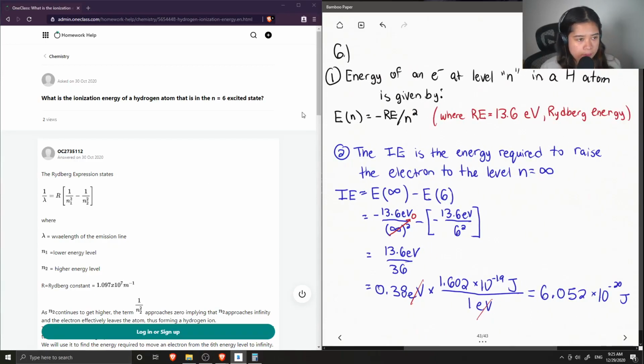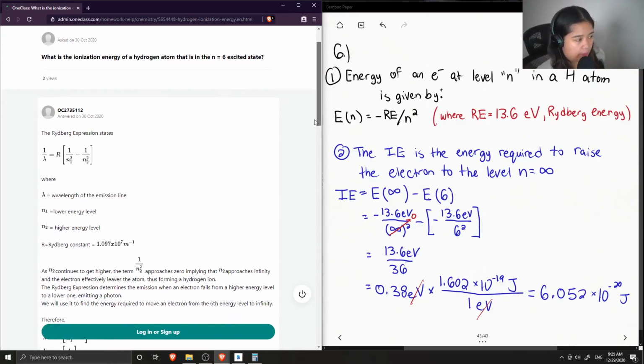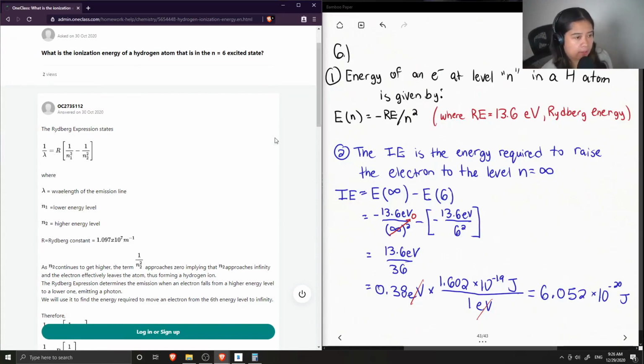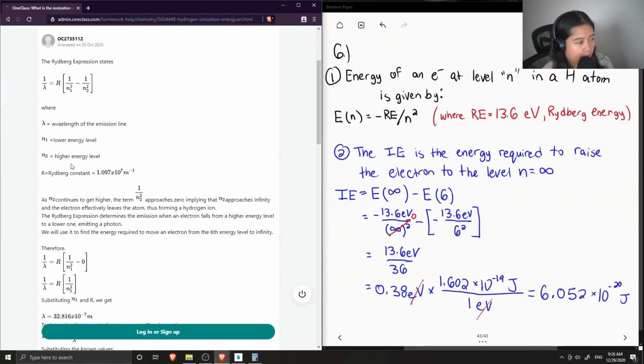Okay, so let's see what the junior tutor said. Okay, so the junior tutor talks about the Rydberg expression. So this is another method of finding ionization energy. And they also show the whole Rydberg expression. Lambda is the wavelength of the emission line, N1 is the lower energy level, N2 is the higher energy level, and R is the Rydberg constant, 1.097 times 10 to the 7 inverse meters.